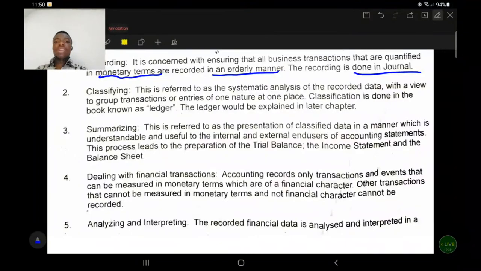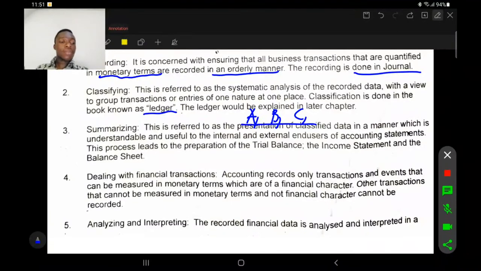Classifying refers to the systematic analysis of recorded data with a view to grouping transactions or entries by nature. Classification is done in a book called the ledger. So classification is part of the recording activities. Let's say you get information A, information B, and information C. They won't all be recorded in only one book, because information A and B are different. You are going to classify them into the various books where they need to be found. So when it comes to classification, we are talking about a ledger.